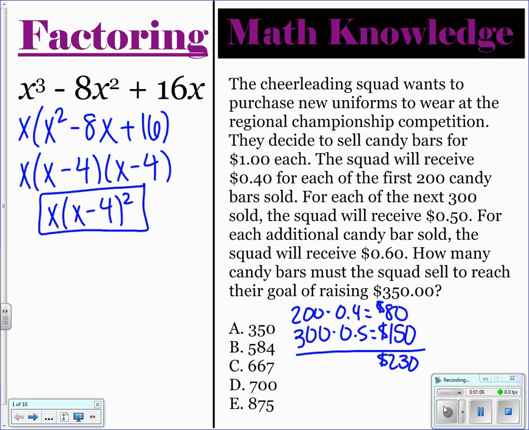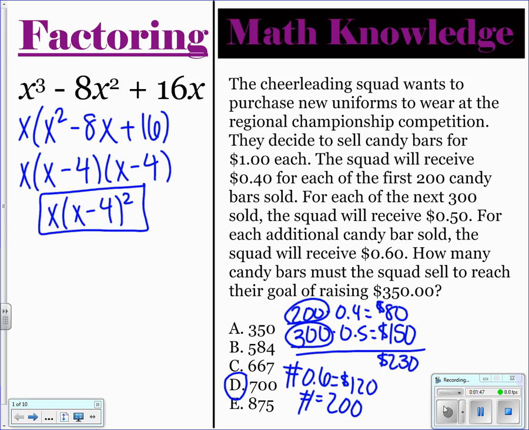Then for each additional candy bar, they get 60 cents. We want to raise $350. So we're lacking $120. That's what we want to get to. And we know that we get 60 cents per candy bar. What number of items do we need to get to 120? We'll basically just take 120 and divide it by 0.6, and that gives you that the number you need to sell at that rate is 200 of them. And so we sold 200, 300, and another 200. That's a total of 700 candy bars in order to get to our $350 goal.